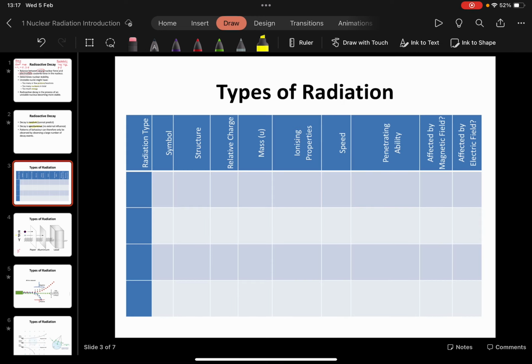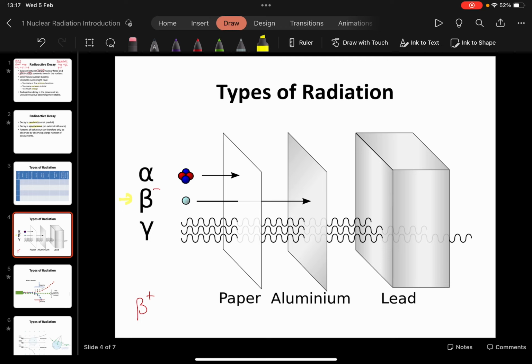Now, I don't know whether you've got this table or not. Apologies if you haven't, you'll just need to recreate it. You just need to be aware of the properties of the 4 radiation types. So let me go through some bits of it with you and link to some work that we've already done in earlier units.